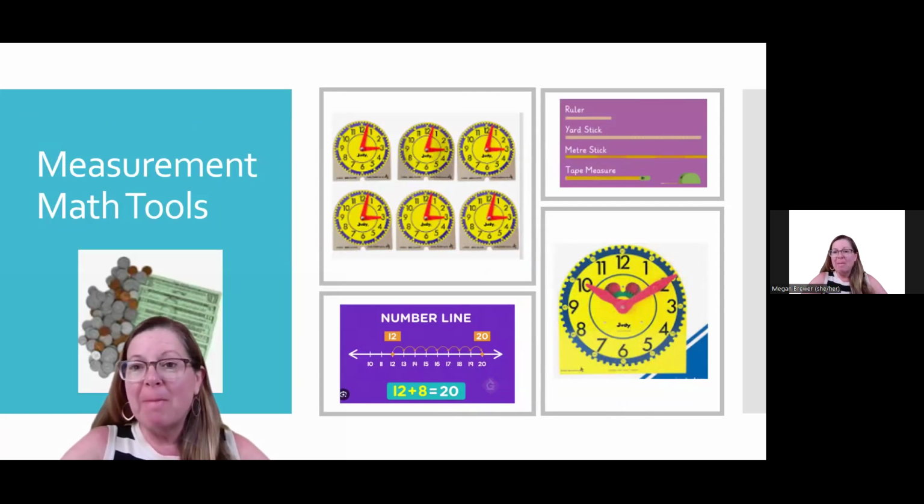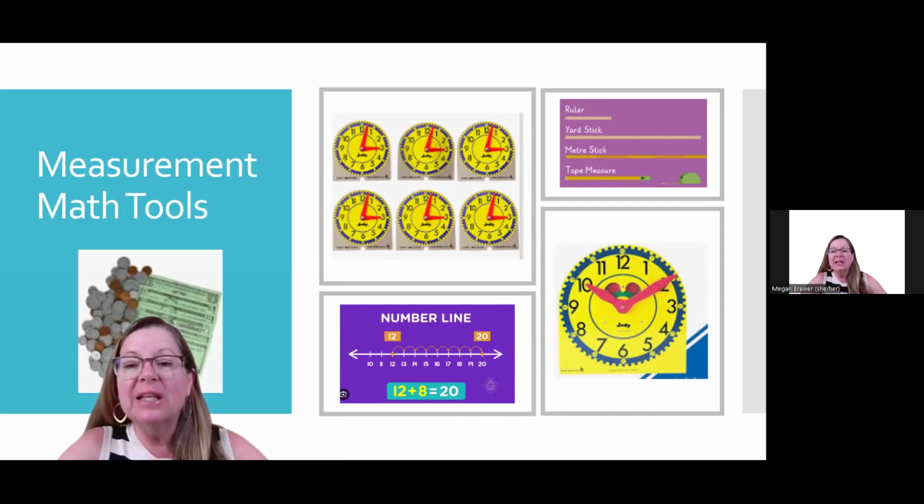Here are some measurement math tools that our second graders would really benefit from using. Here are second grade math standards. Measure the length of an object by selecting and using appropriate tools such as rulers, yardsticks, meter sticks, and measuring tapes. Measure the length of an object twice using length units of different lengths for the two measurements.